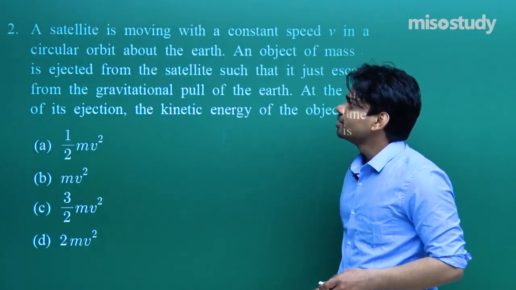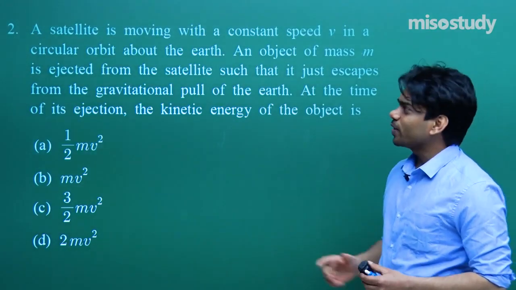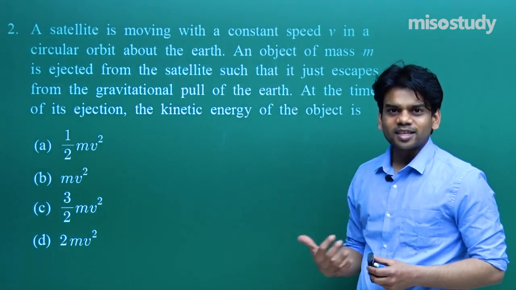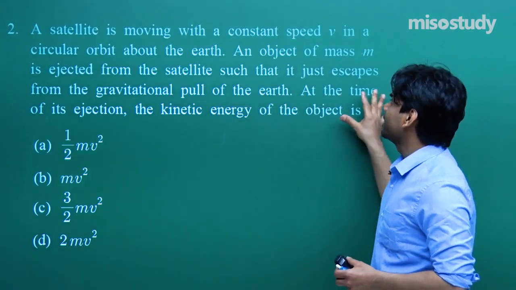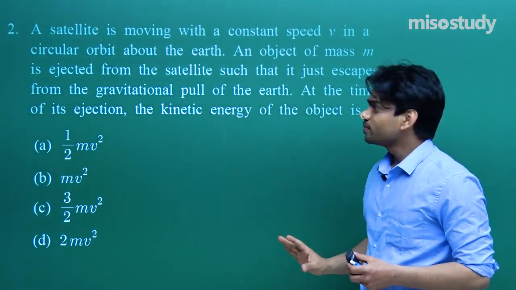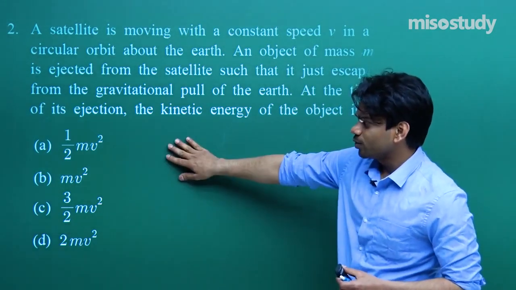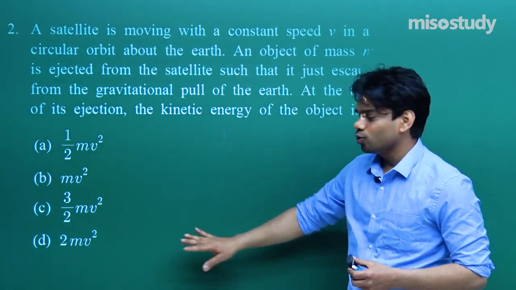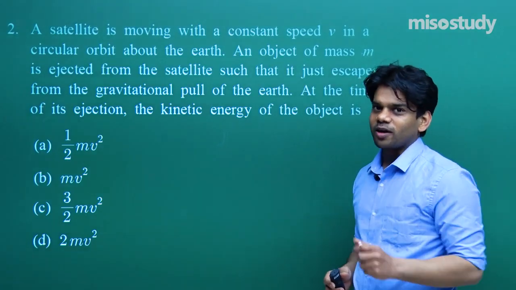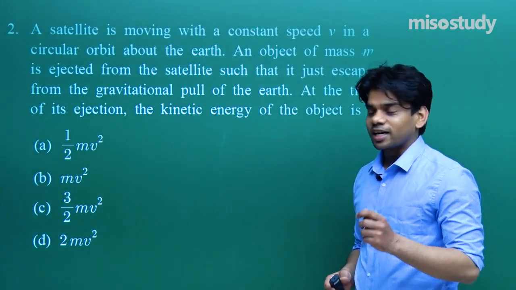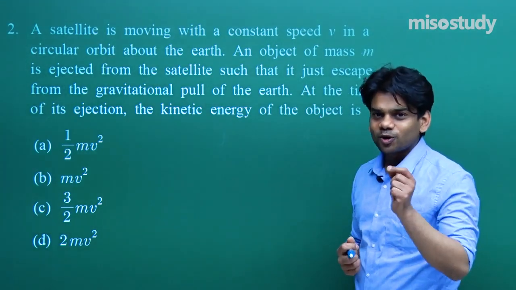Let's proceed. Second one: a satellite is moving with a constant speed v in a circular orbit about the earth. So satellite motion we have to study. An object of mass m is ejected from the satellite such that it just escapes from the gravitational pull of the earth. At the time of its ejection, the kinetic energy of the object is: A, half mv square, B, mv square, C, 3 by 2 mv square, D, 2 mv square. What generally a student will do is try to write the formula for escape velocity related with the speed of the satellite. But in this case, I will give you an easy and short trick to do such a question.